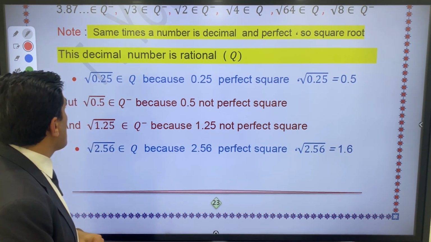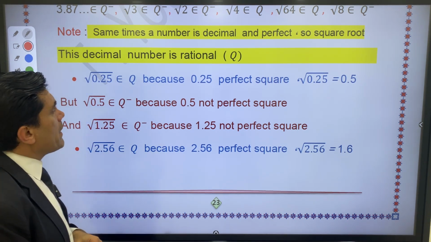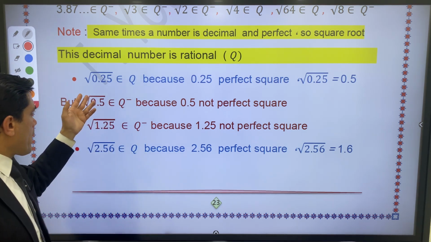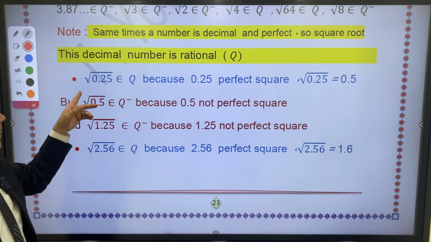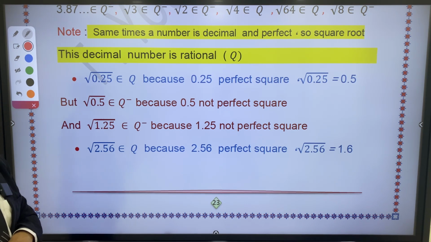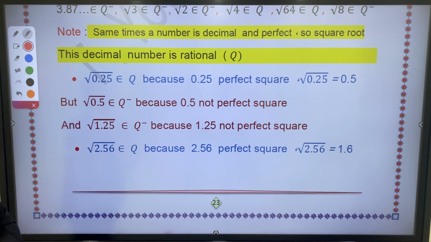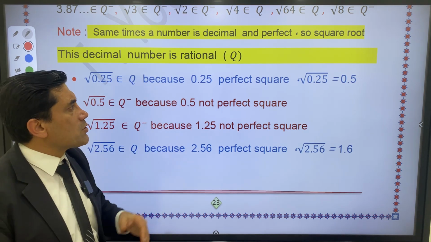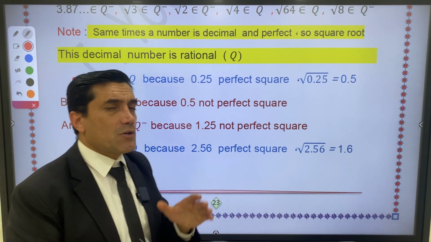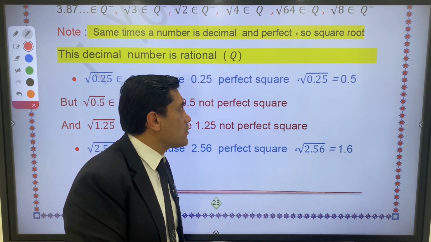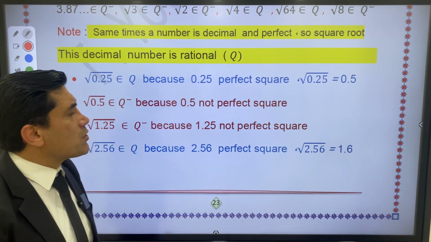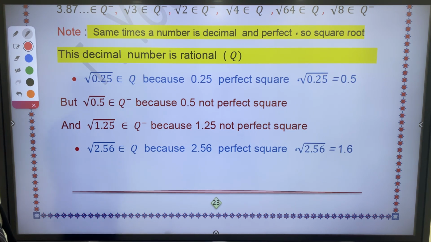So the square root of this decimal number is a rational number. For example, in your book, the square root of 0.25 is rational or irrational? Yes, this is rational. Why is it rational? Because 0.25 is a perfect number. How do you know 0.25 is a perfect number? Because 0.5 times 0.5 is equal to 0.25. So the square root of 0.25 is rational.